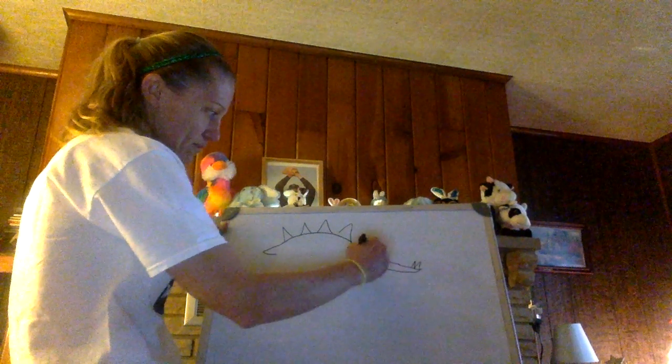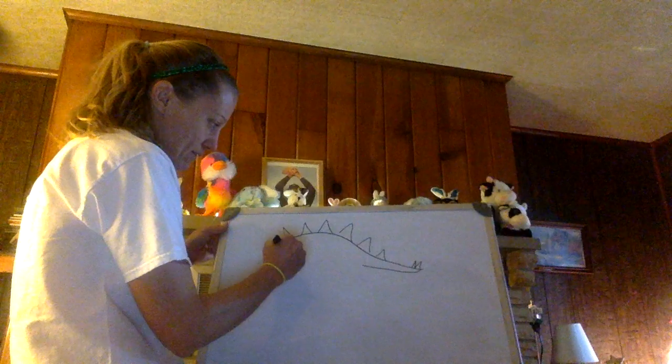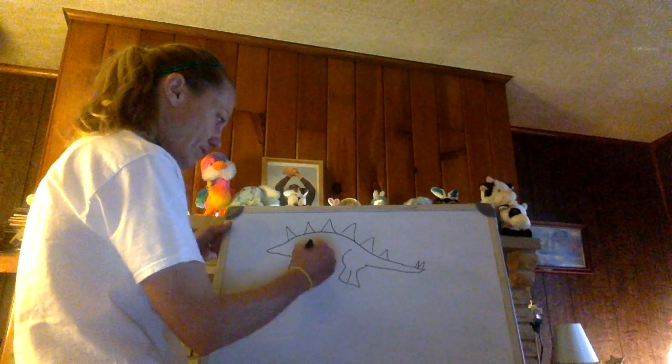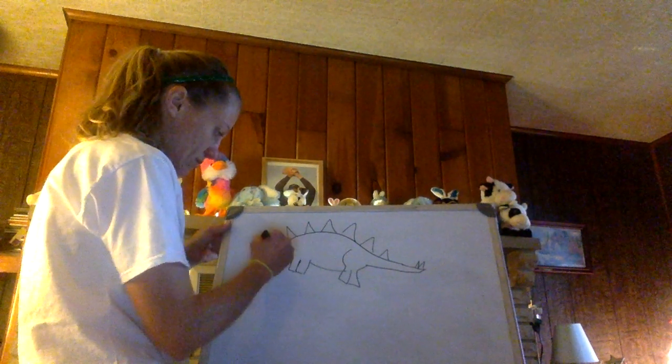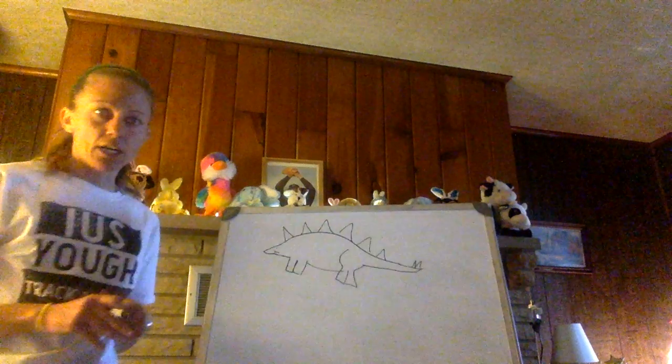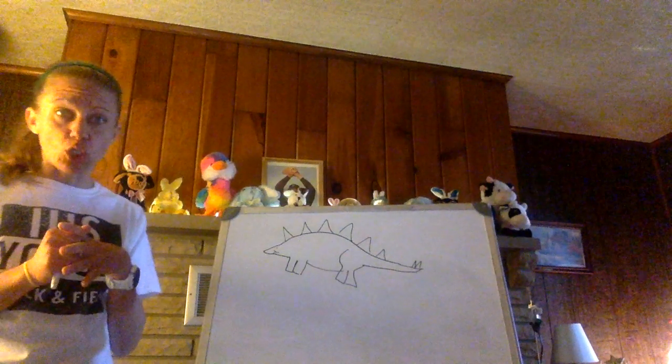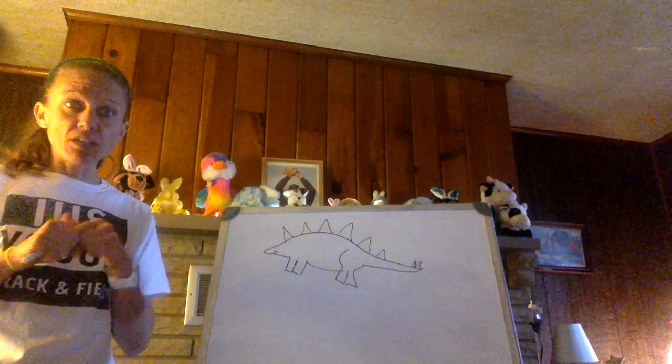There's his little Stegosaurus head. And there's his big old Stegosaurus body with some Stegosaurus spines on it. Big old ogre tail. Little tiny head. And big old Stegosaurus legs on there. There he is, Stegosaurus.